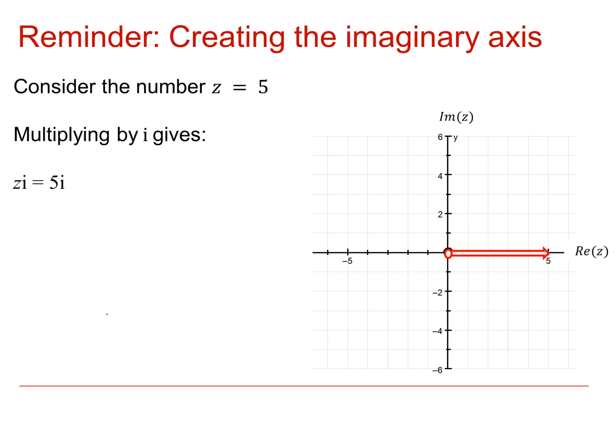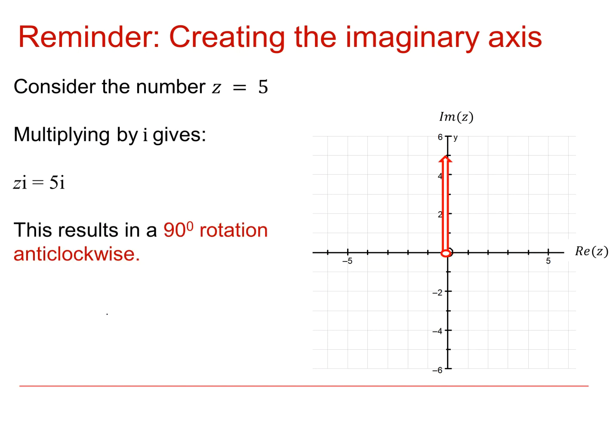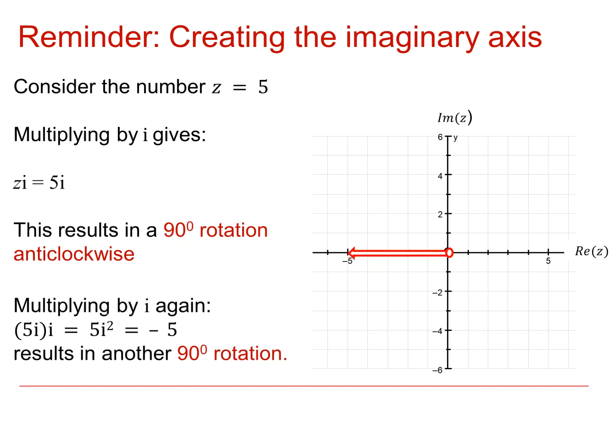In the last video, we created an imaginary axis by considering multiplication by i to be a rotation of 90 degrees. Here's an example. Consider the number z equals 5. Multiplying it by i gives 5i, which looks like this. If we multiply by i again, we'll get 5i times i, which is 5i squared, which is minus 5. And this results in another 90-degree rotation.